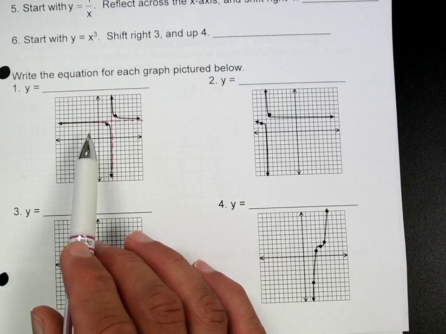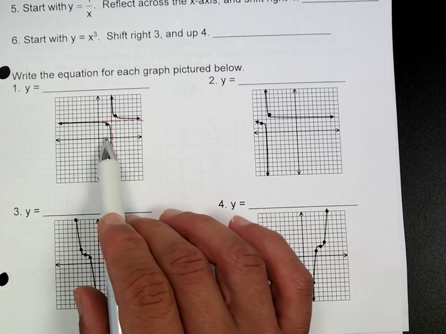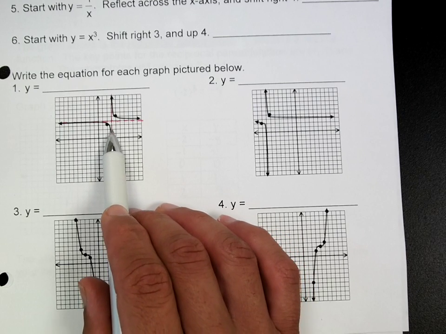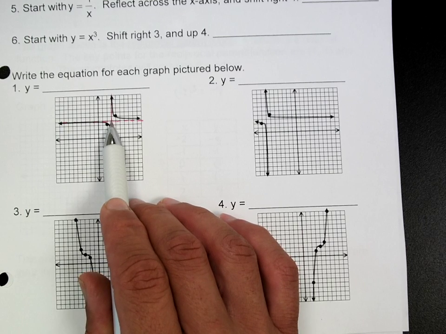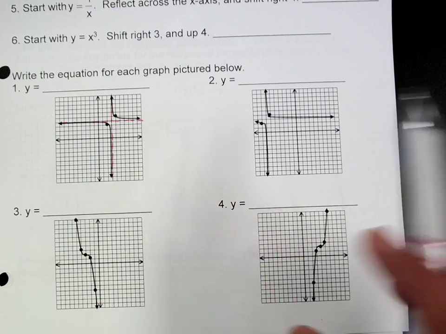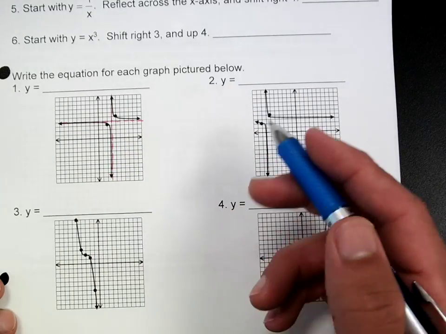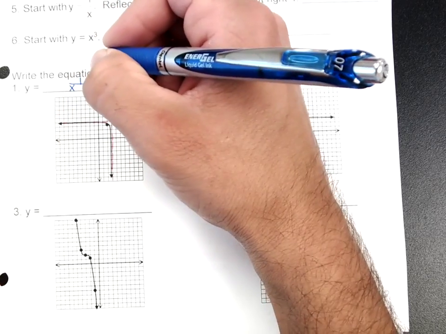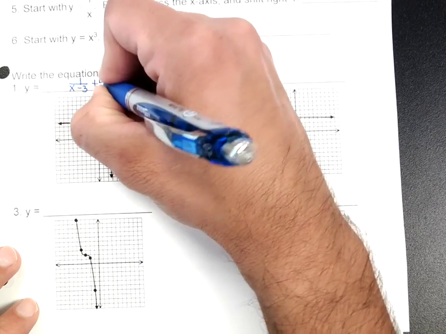So how far to the right did I go? 3. No, you're right, 3. And then how far up? 4. 1, 2, 3, 4. Remember, I'm counting to the line. Right, so I'm counting to this middle part that's not even there for you. So right here, because this is a rational function, I guess, you should be able to recognize that. We have 1 over x, what is it? Minus 3 plus 4.